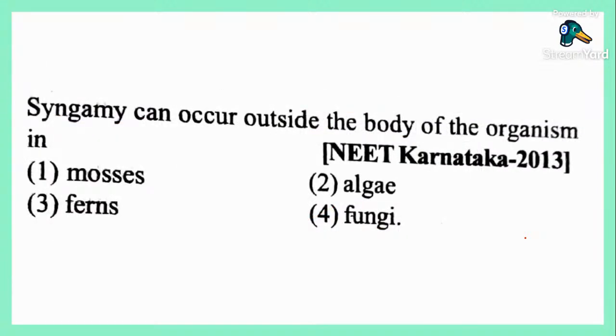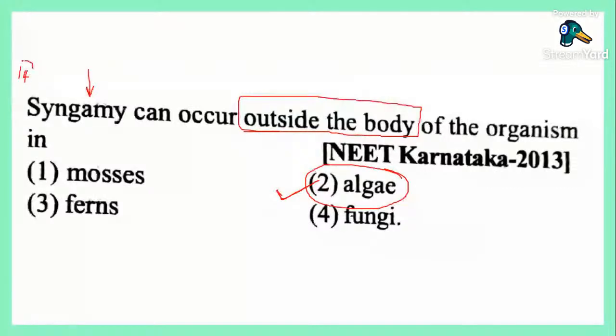Moving on to question number 14. Syngamy can occur outside the body of an organism in... You have to choose the most appropriate option. In bryophytes and pteridophytes, water is required for the transport of gametes. Syngamy or fertilization can occur outside the body of an organism in algae. This was question number 14.